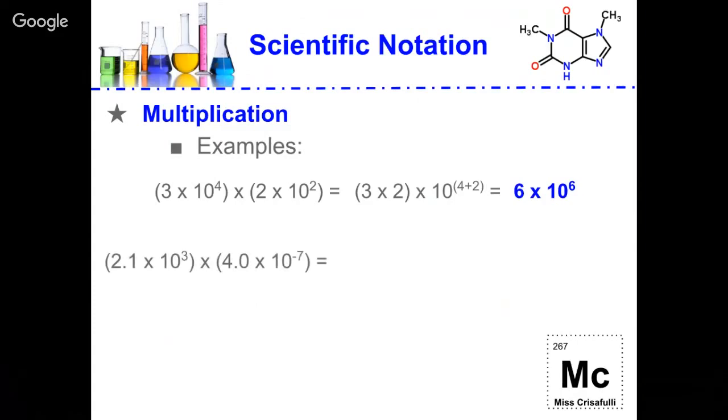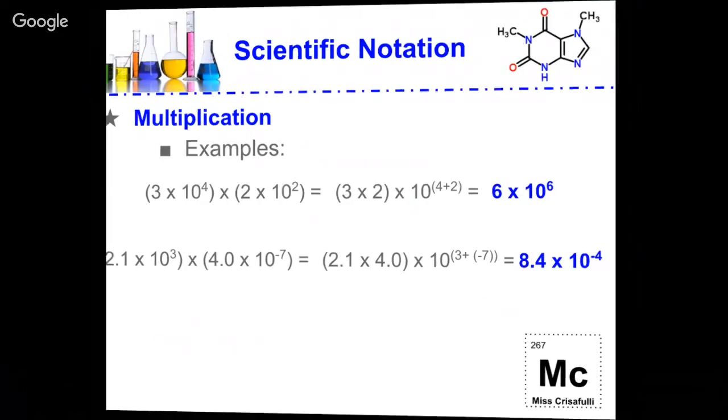Let's look at another example. If we have 2.1 times 10 to the 3rd times 4.0 times 10 to the minus 7th, how are we going to solve this? So let's rewrite this. We're going to have 2.1 times 4.0, and then that's going to be multiplied by 10 raised to the 3 plus the negative 7. So that answer is going to be 8.4 times 10 to the minus 4th. It's not as hard as you think it is. You just have to take it step by step.